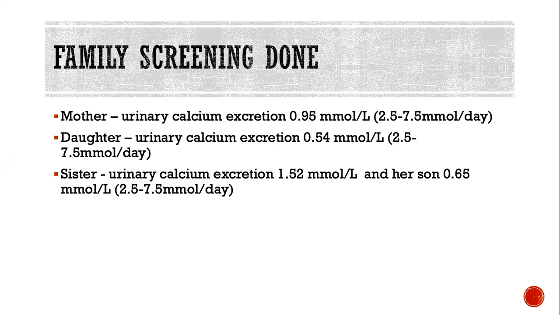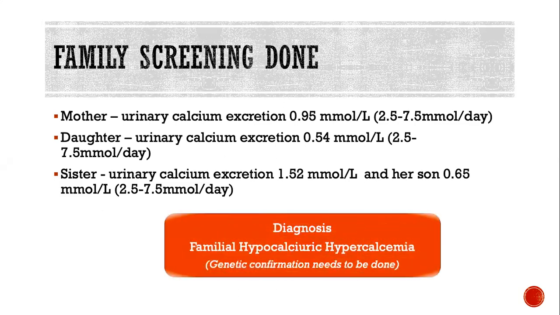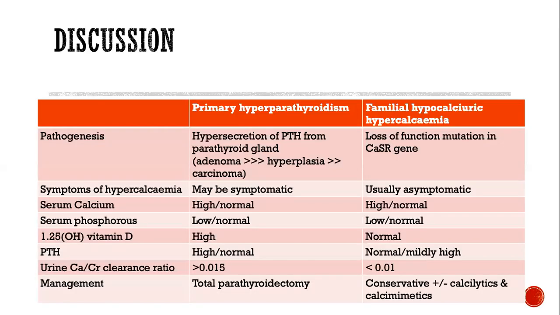We did family screening also. In that, we checked the urine calcium excretion of the patient's mother, daughter, sister, and son. All these excretion levels were low, supporting the diagnosis of familial hypocalciuric hypercalcemia. And genetic confirmation needs to be done.